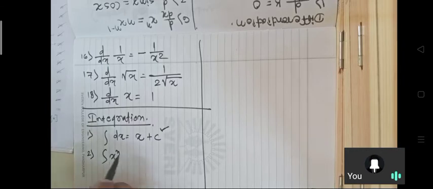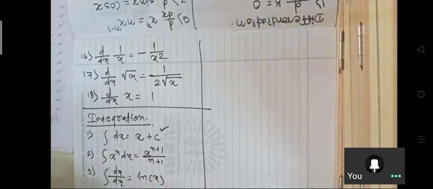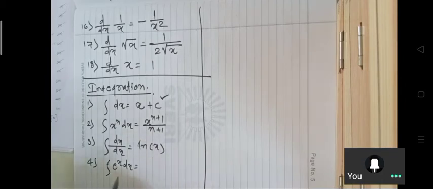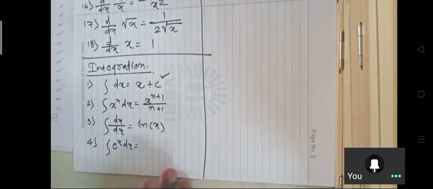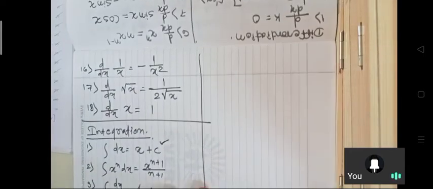Next is integration of x raised to n dx is equal to x raised to n plus 1 upon n plus 1. Next, dx by x is log of x, correct. Next, integration of e raised to x dx is e raised to x plus c.